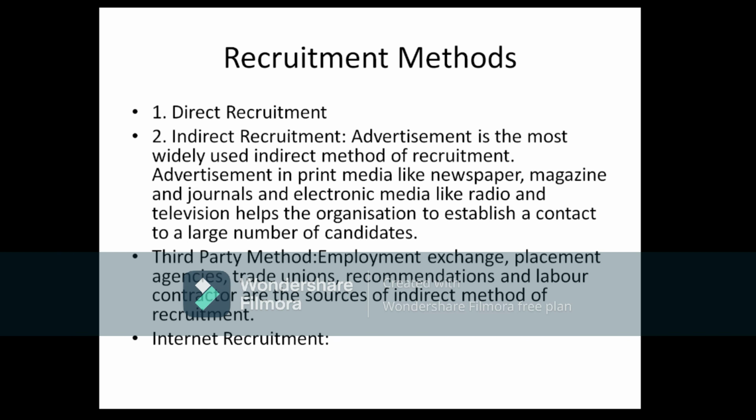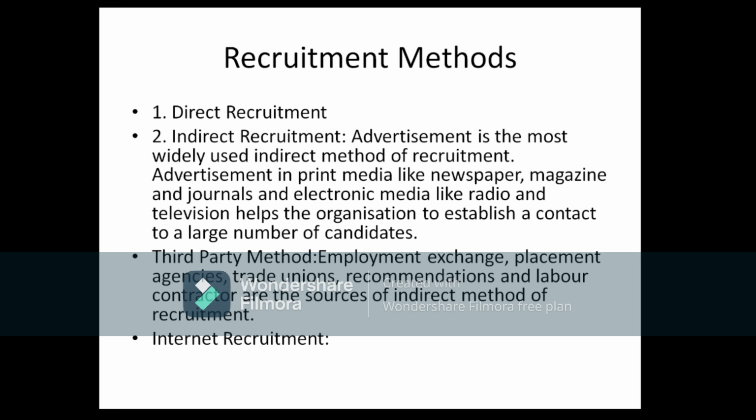Next is third party recruitment, where the company takes the help of a third party to make contact with the candidates, to inform about the vacant positions to the candidate. The sources which come in this method are employment exchange, placement agencies, trade union, recommendations, labor contractors. These are the sources which the company uses in third party method for locating the appropriate candidates.